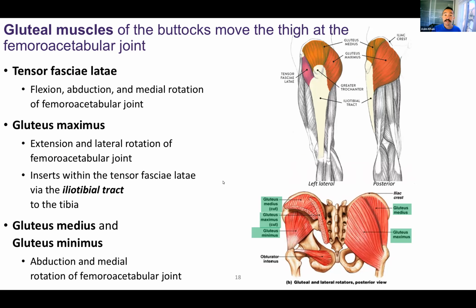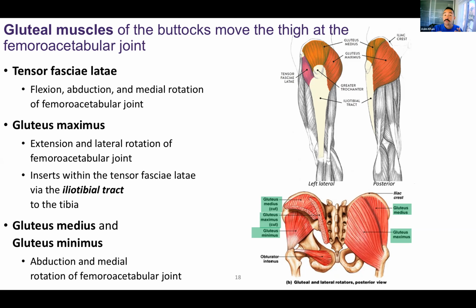Starting with the gluteal muscles. I try to group these muscles together like we went over rotator cuff muscles. I try to group them based on location and function so that they're easy to remember. Because they're related together, they're related to each other in some way: similar attachment, similar region, similar motion.